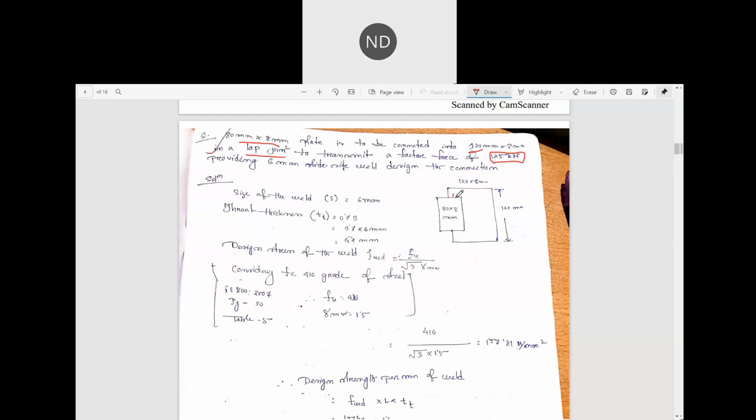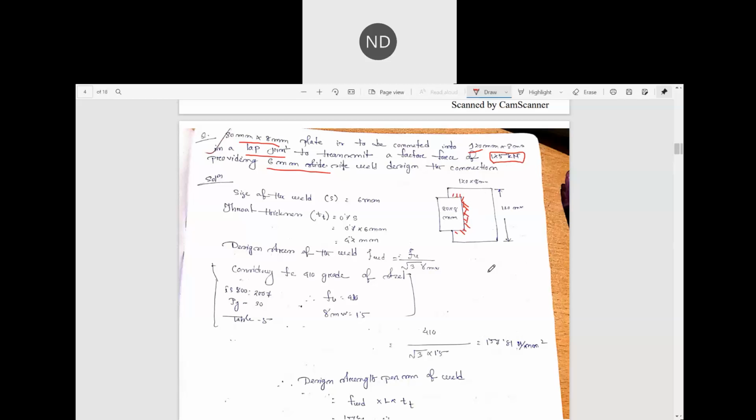So our welding will be here, here, here. All these portions will be welded. The size given to you is 6 mm. We are asked to design the connection. Designing the connection in the case of welding means we have to find out the length of the weld, since the length is not given here. Once we know the strength per mm of length for this connection, this 6 mm size of weld is used.